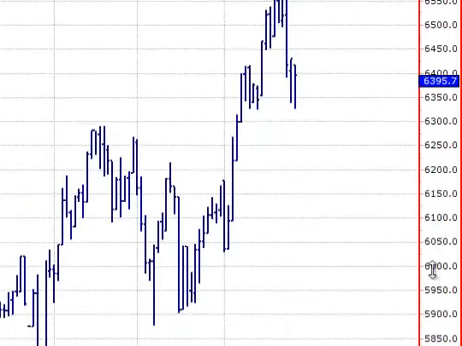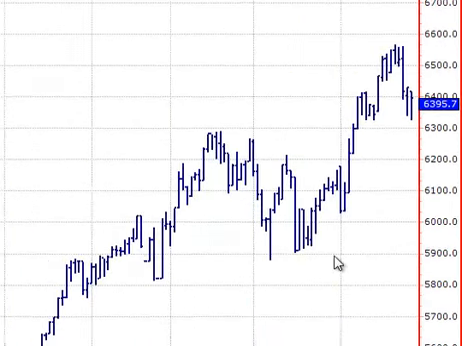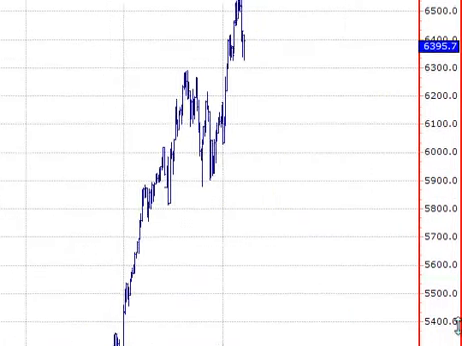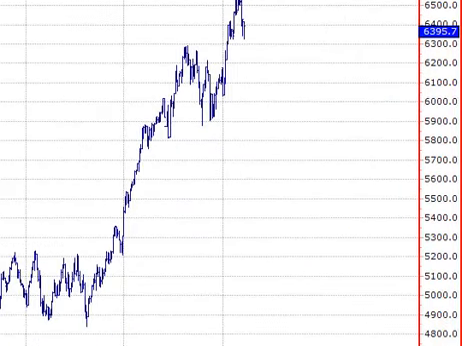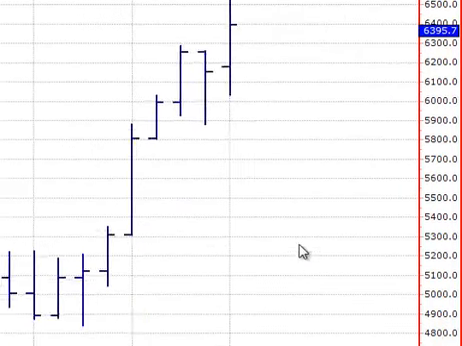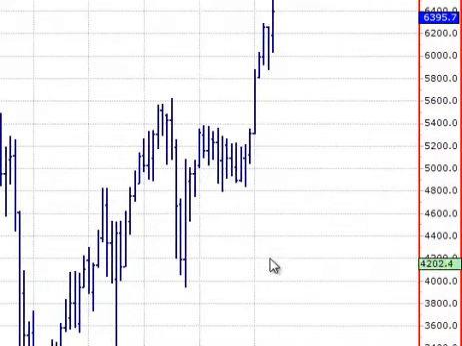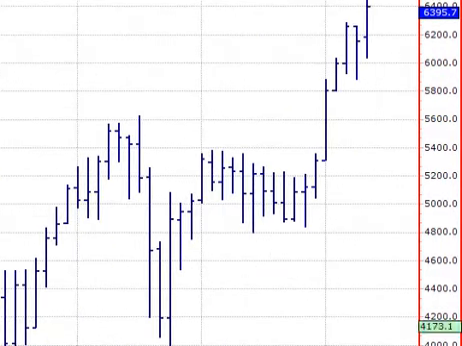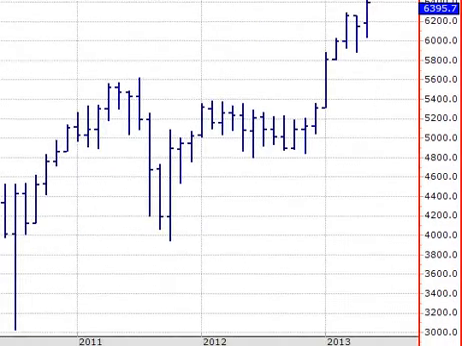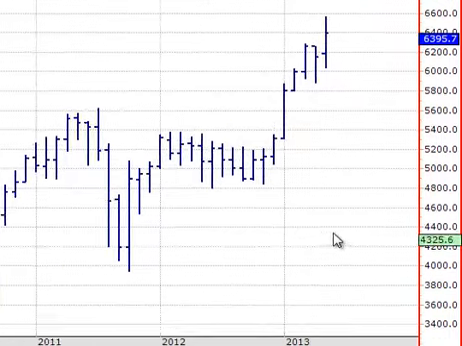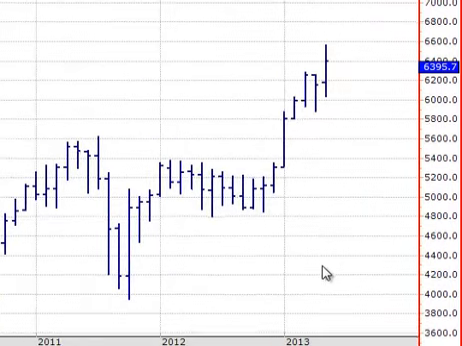Transports. The Dow transports. I'm just going to have a look at the monthly here just to get the bigger picture as well, and I'll fill you in a bit. So this is the monthly chart for the Dow transports, which obviously have a strong impact on things as well.